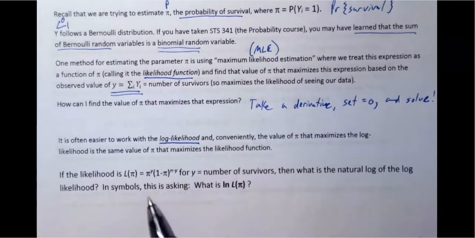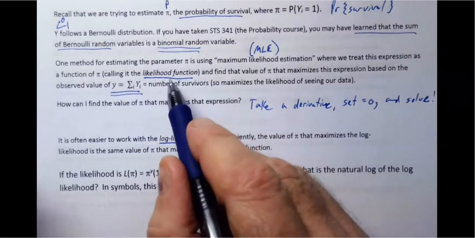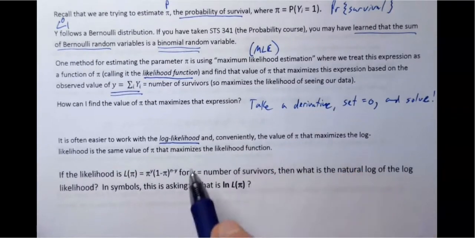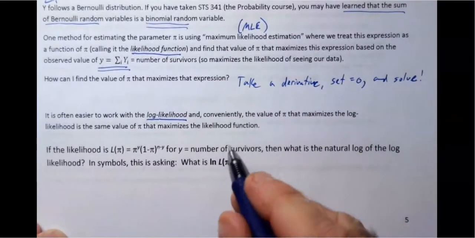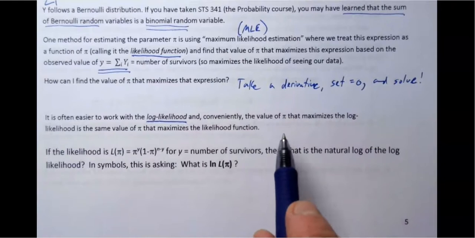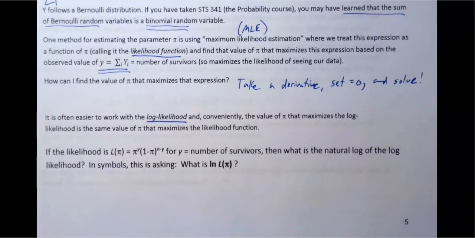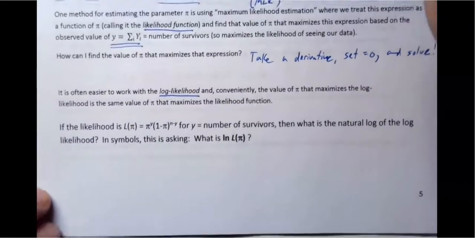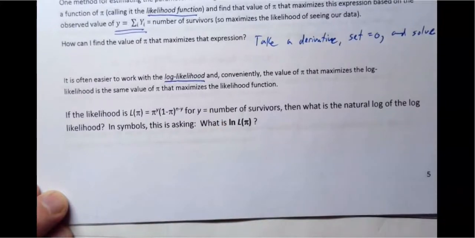It's generally easier to work with the log likelihood because the likelihood is a product of terms. The log likelihood then will be a sum of terms. So it's going to be easier to take a derivative of the sum than it would be to take the derivative of a product. We don't have to use the product rule over and over again. It's also convenient that the value of pi that maximizes the log likelihood is the same value that would maximize the likelihood function. I'm not going to prove that, but the log function is a one-to-one transformation, so whatever maximizes the log likelihood also maximizes the likelihood.